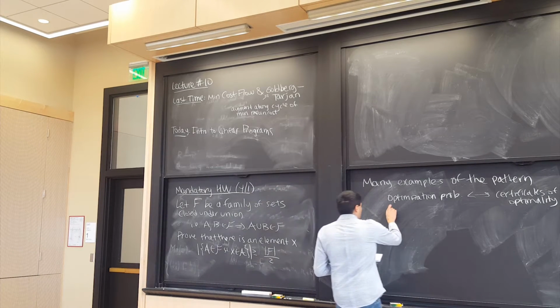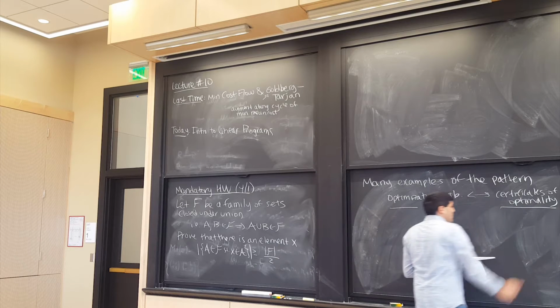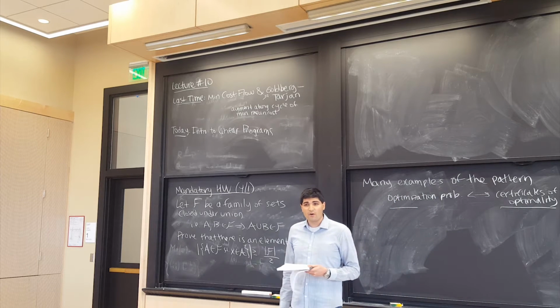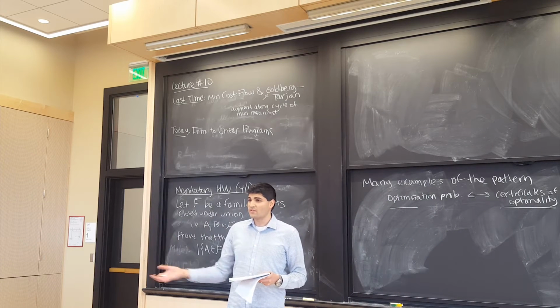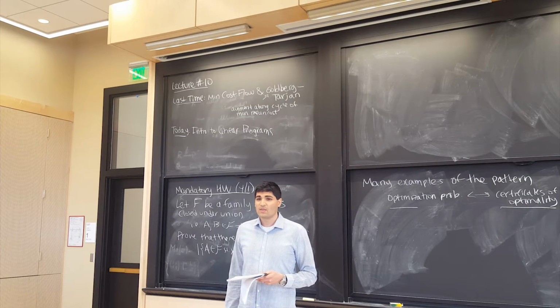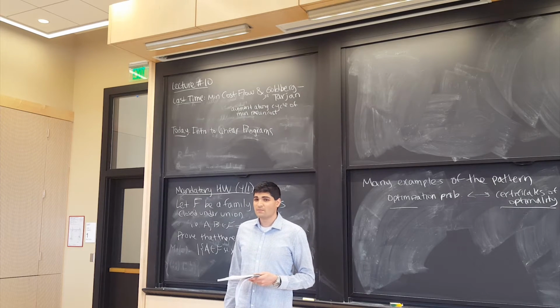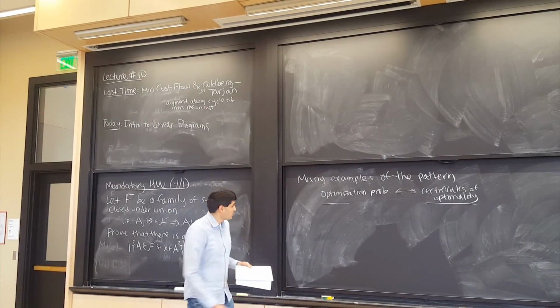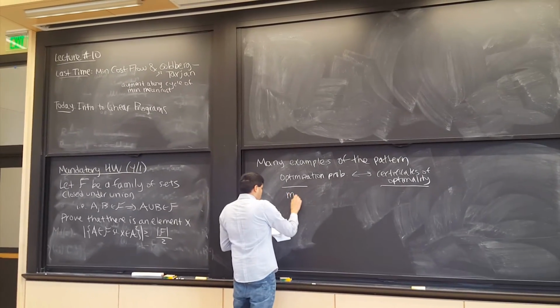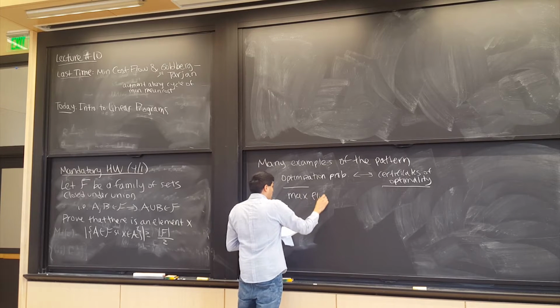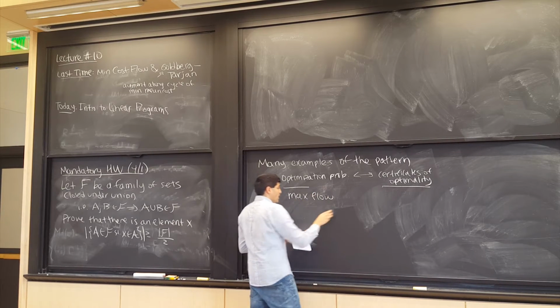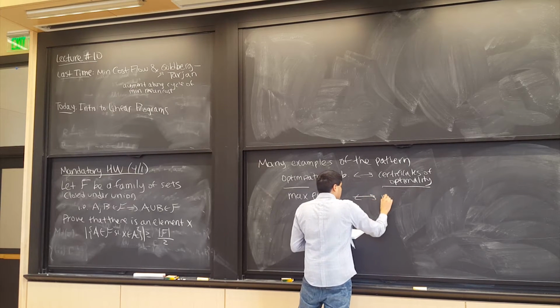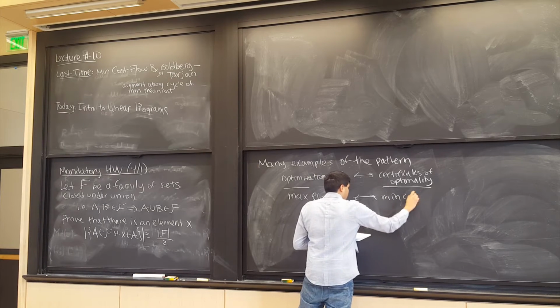So someone give me the first simple example of this paradigm where we have an optimization problem and then we have some certificate of optimality. What's the easiest one we've done? You want to get max flow and you show max flow. Exactly. So we want to show max flow. That's one instance of this sort of parallel. And the way that we do this is through min cut.